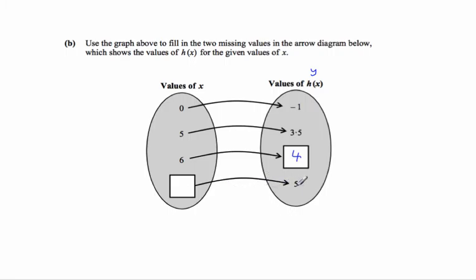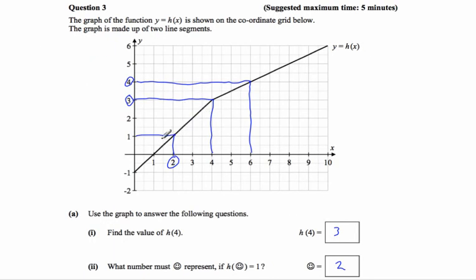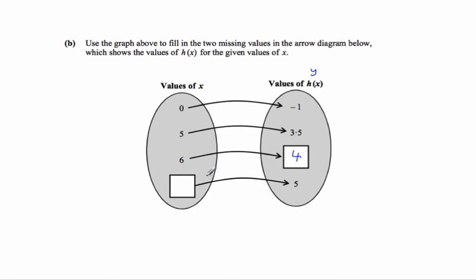And the last one then, if we have 5 on the y-axis, what would that give us back on the x-axis? So 5 on the y-axis, that's this one here. If we start there, we go across to our function, we hit it there, and we drop down, and that brings us to 8 on the x-axis. So 8 goes in there. And that's the end of question 3.